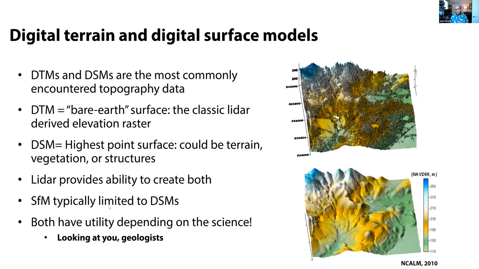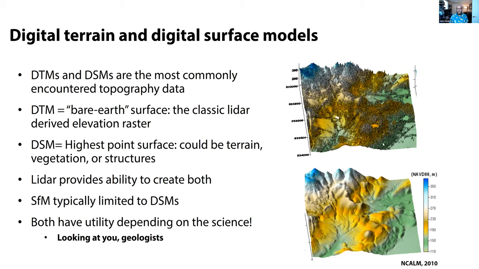So I've mentioned a few times both LiDAR and structure from motion, digital terrain or bare earth models versus digital surface models. And it's worth spelling out in a little more detail what that actually means. So DTMs and DSMs are probably the most commonly encountered topography data that we'll see. A DTM is that classic bare earth surface. So this is using LiDAR, stripping away the vegetation and building a really nice terrain model of what the landscape looked like if you didn't have any of those pesky trees or bushes in the way.